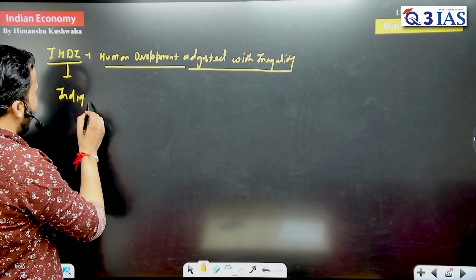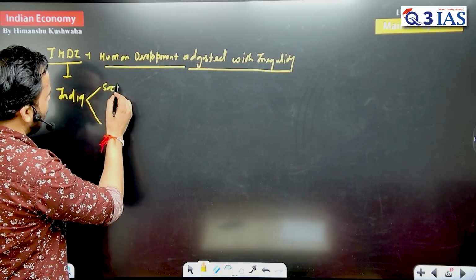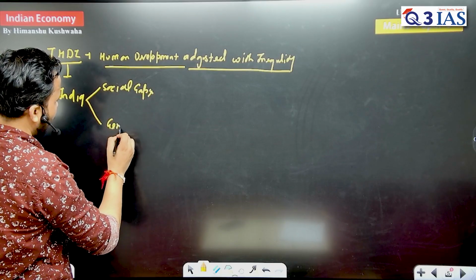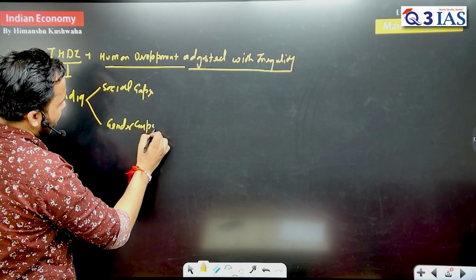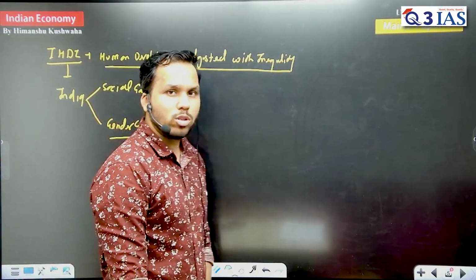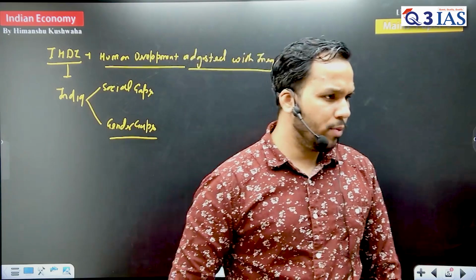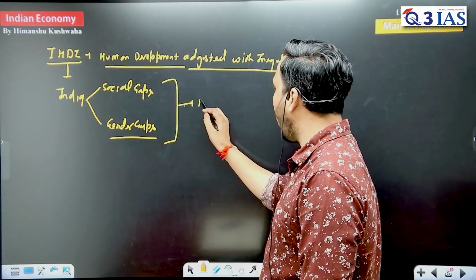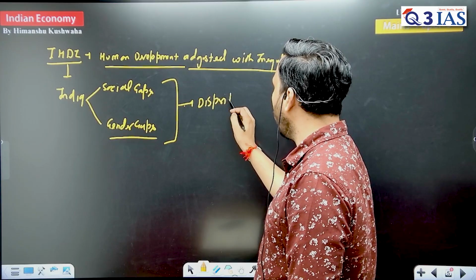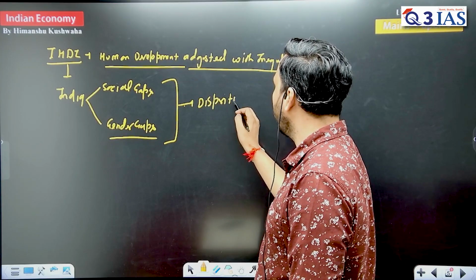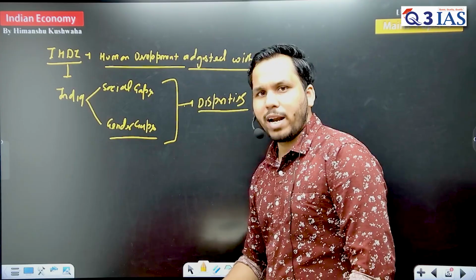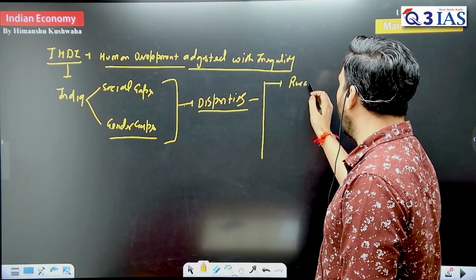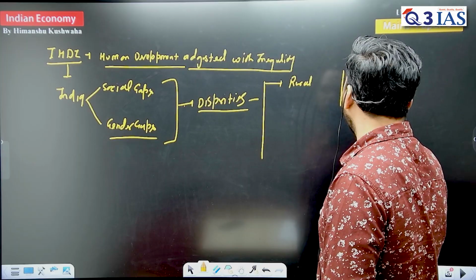If we talk about India, India has some social gaps and some gender gaps. If India has some social and gender gaps, there will be some disparities. What kind of disparities? On the basis of rural and urban. Yes or no?